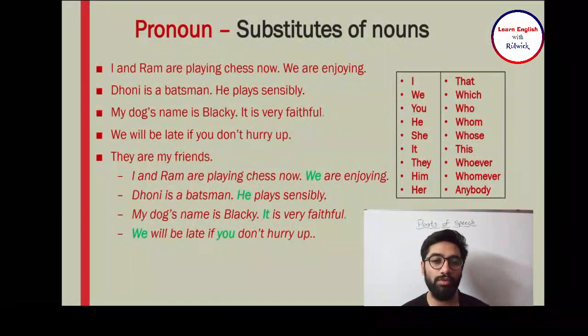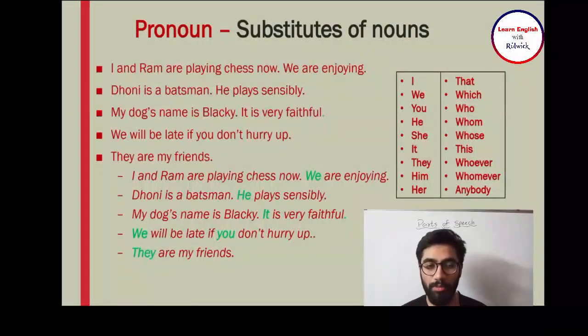In the next sentence, we have 2 pronouns, we and you. These both are the replacements of the nouns. And the last, they are my friends. So instead of giving names of all the friends, we are simply using the word they. So this is about pronoun. I hope that it is clear to you.